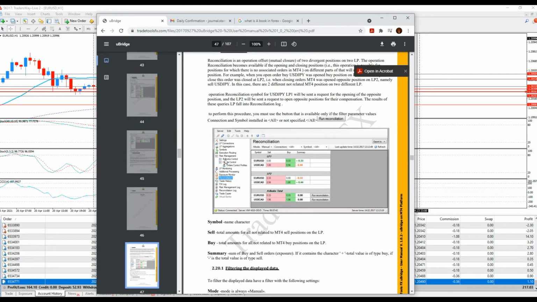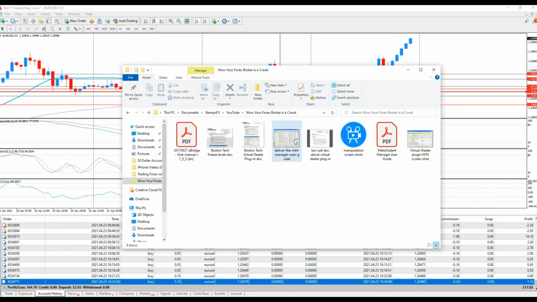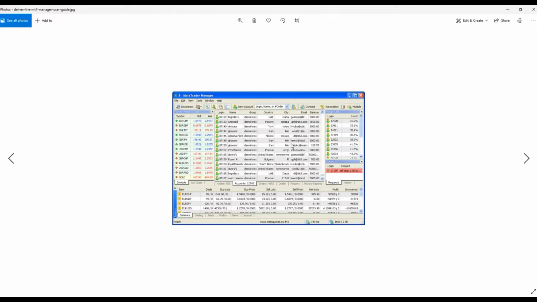As you can see here, it says B book controls, order controls. So inside of this, they can come in here, I don't have access to this, but they can come in here and manipulate price and do a lot of other stuff. So let me flip over to another screenshot, which is this screenshot of the MetaTrader Manager. Now take a very close look at this.